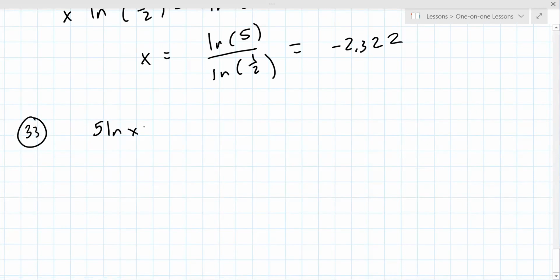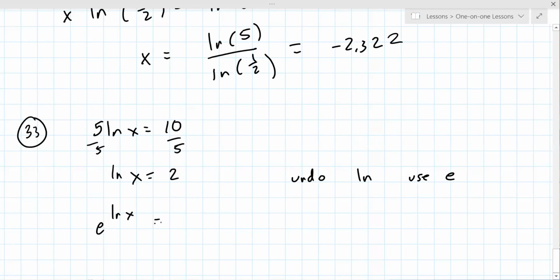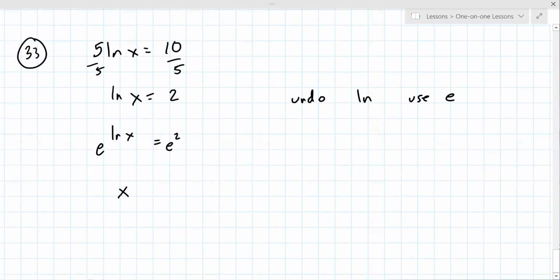5 natural log of x equals 10. So we want to get this down to natural log of x. Well, to do that, you divide both sides by 5. So you get natural log of x equals 2. To undo natural log, you use e. So here's how this works. You write e to the natural log of x equals e squared. And then e undoes natural log of x, so it just becomes x equals e squared.